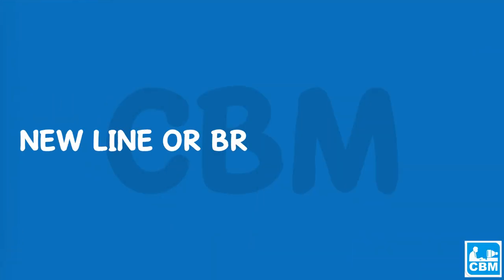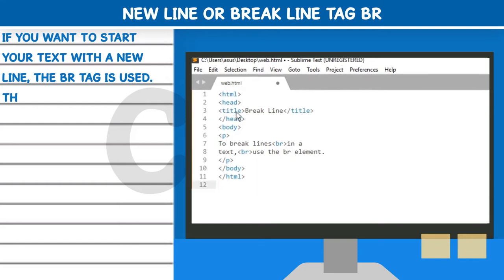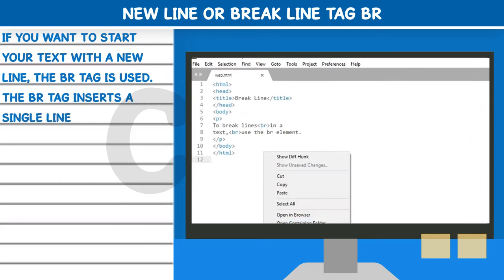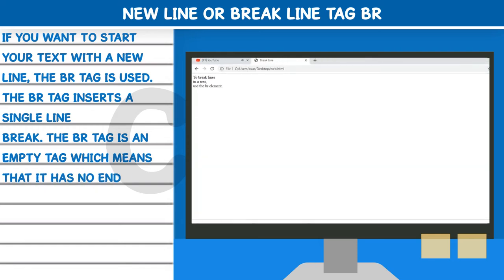New line or break line tag BR. If you want to start your text with a new line, the BR tag is used. The BR tag inserts a single line break. The BR tag is an empty tag, which means that it has no end tag.